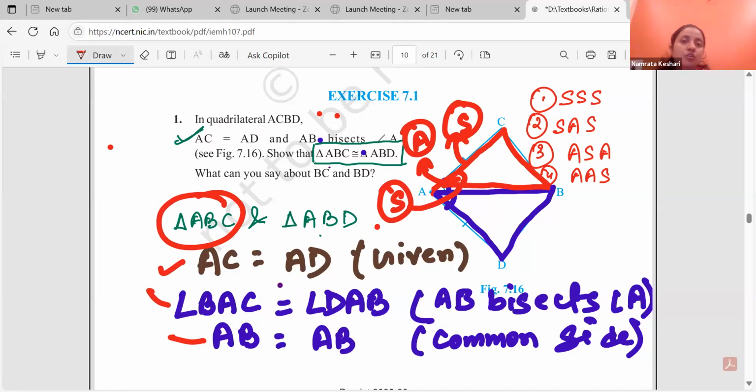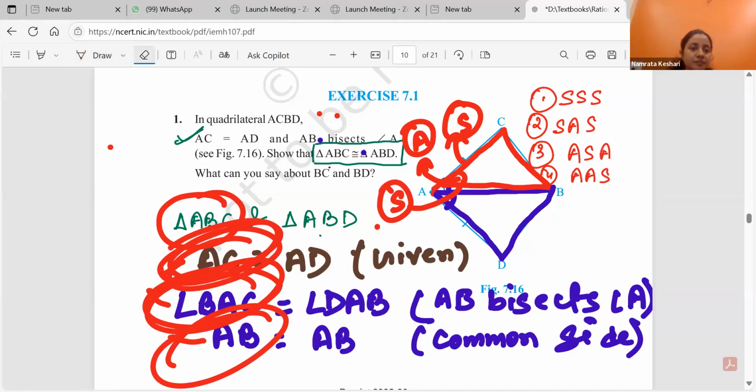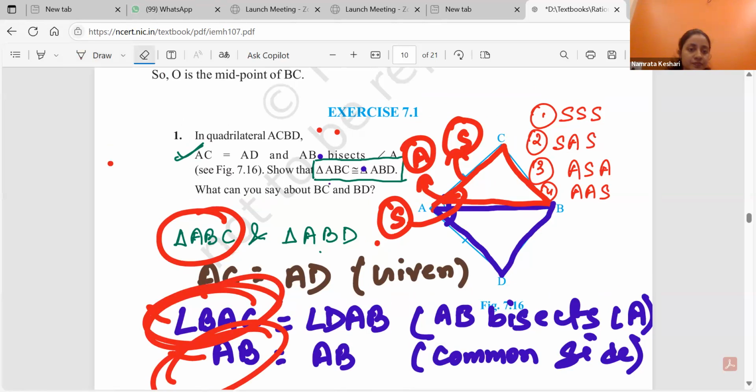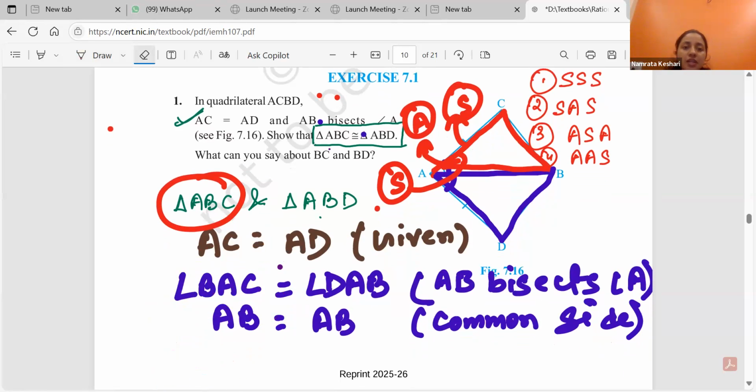SAS. You will get to know the criteria if you will focus on just one triangle and mark everything whatever you have used. From where I am marking these things? I am marking it from here. This AC I marked, then angle A I marked, then AB I marked. I'm not even looking at the other triangle and the other side. Making sense?